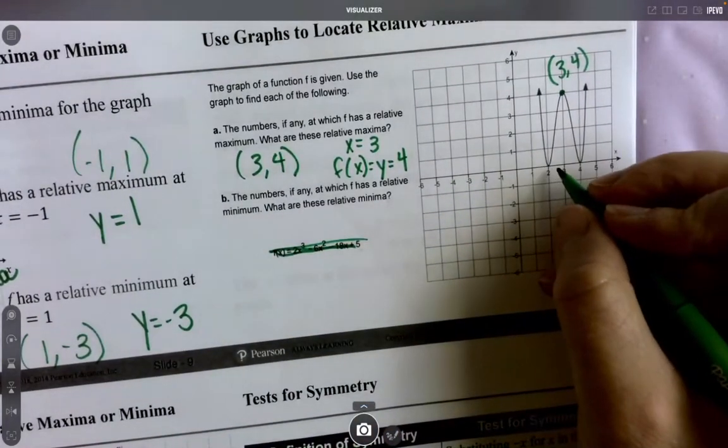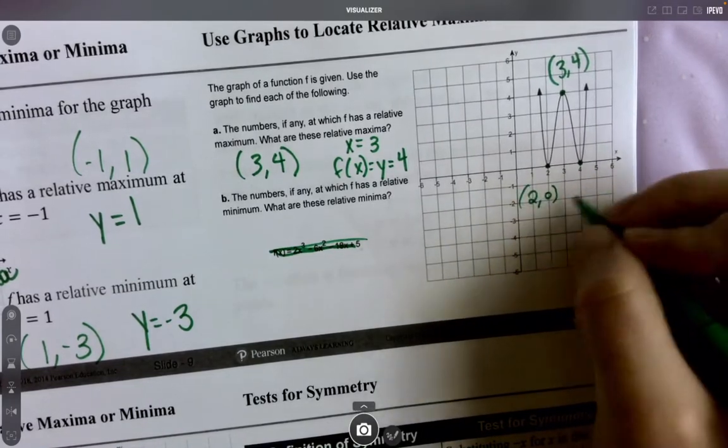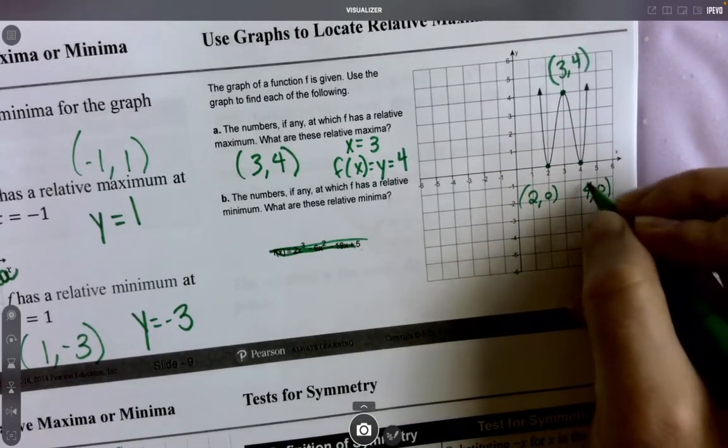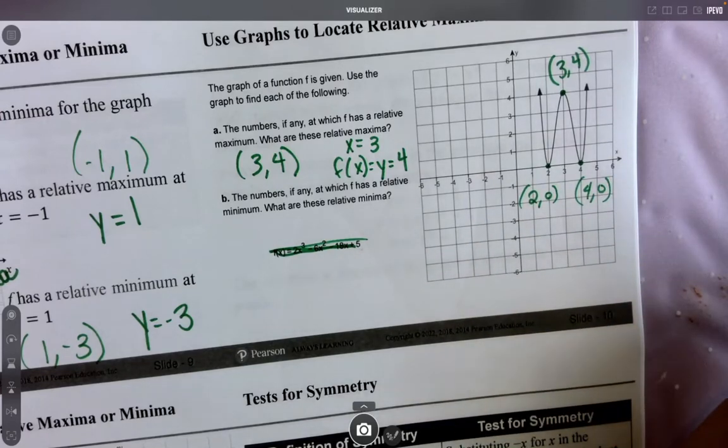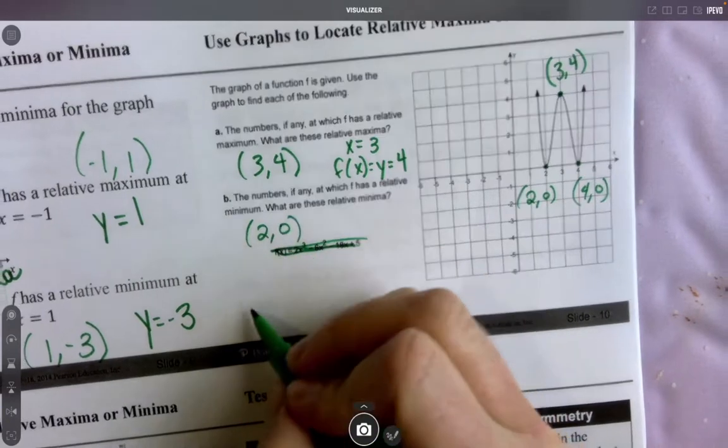All right, so let's look at our minima. So it'd be here and here. That's at 2, 0. And this is at 4, 0. So what are these relative minima? 2, 0 and 4, 0.